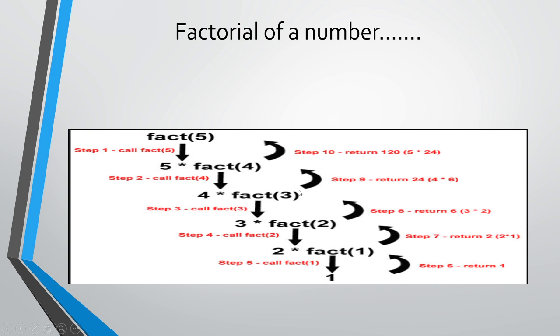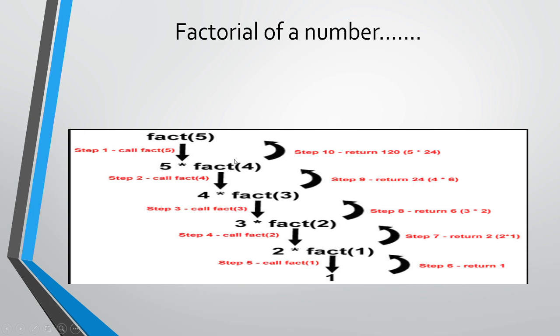So factorial of 3 has been completed, but it has been called by factorial of 4. So the 6 will be passed to factorial of 4. Factorial of 4 stopped at return 4 into factorial of 3. Factorial of 3 is 6, so it will be replaced there. So it becomes 4 into 6, and 24 will be returned. So factorial of 4 is completed.